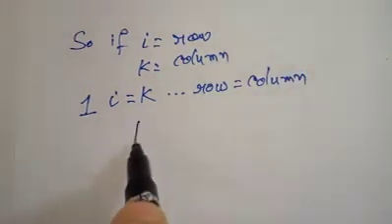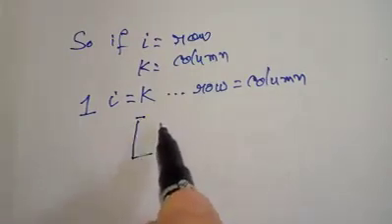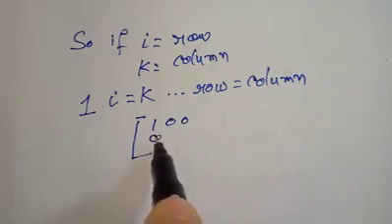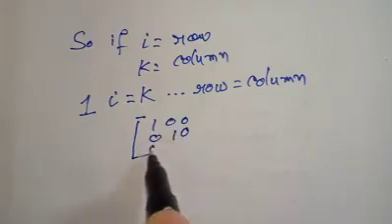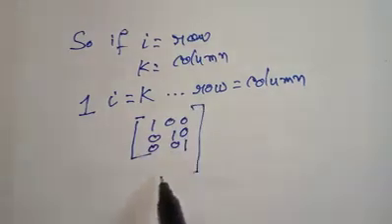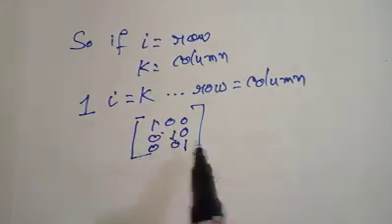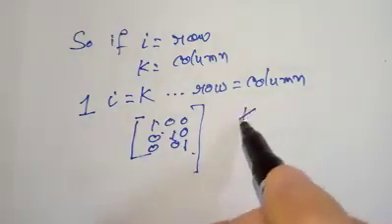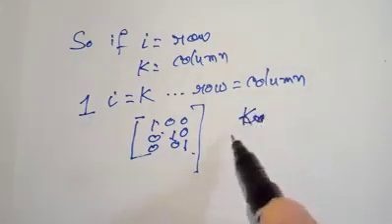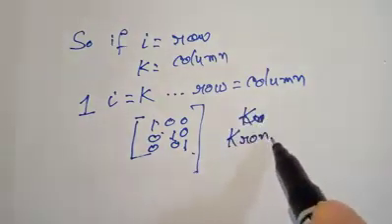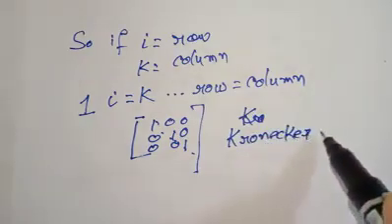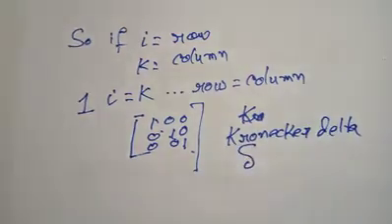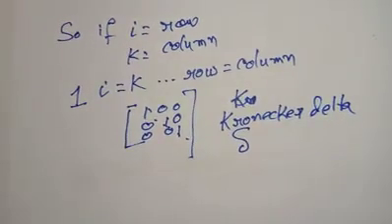Row becomes equal to the column if I put i equals k. So what we essentially get over here is something like this: 1 0 0, then 0 1 0, and 0 0 1. So diagonally we are getting 1, which proves that it is a unit matrix, and this is something that we call the Kronecker delta. It is called a Kronecker delta, and it is given by this kind of a sign.